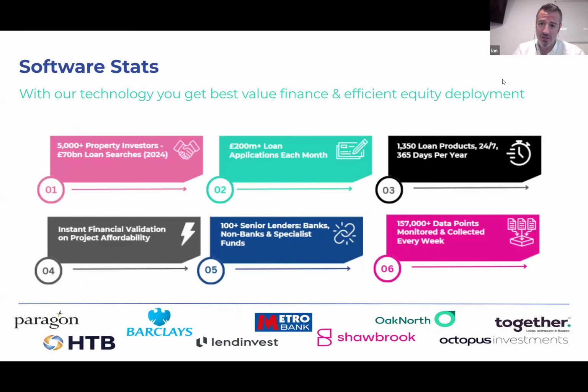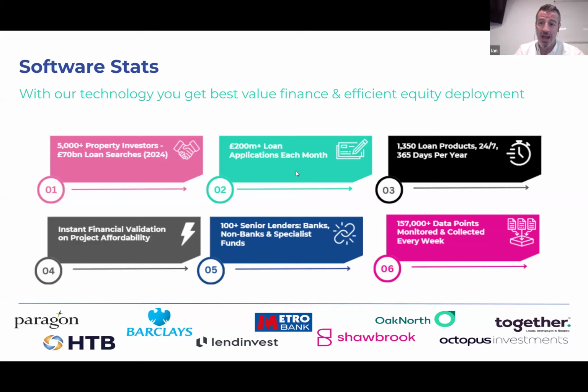So these are some stats. Again, you can use these. These are true as of now, and some from last year. Over 5,000 individual users used the software last year, through the white label versions of Brickflow, a combination of brokers and borrowers. 70 billion worth of loan searches were done through the platform, and that's growing every month. It will probably be double that this year. There's around 200 million of loan applications going through the platform each month.